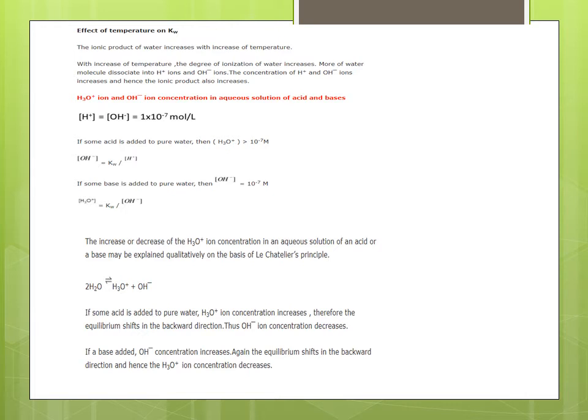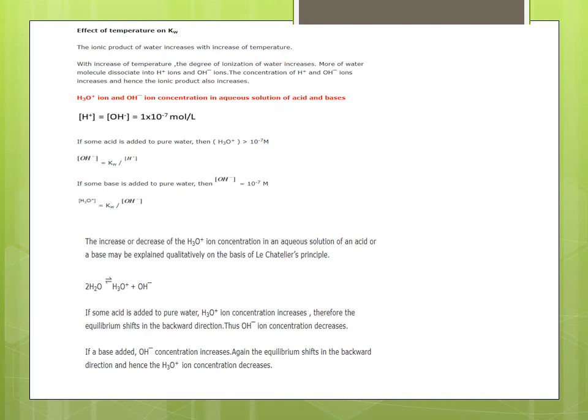H3O+ ion and OH- ion concentration in aqueous solution of acids and bases. In pure water, H+ molar concentration is equal to OH- molar concentration and is equal to 1 times 10 raised to minus 7 mole per liter. If some acid is added to pure water, it means the molar concentration of H3O+ ion will be greater than 10 raised to minus 7 molar.